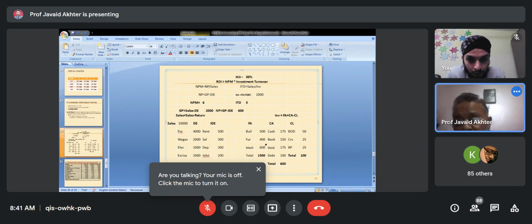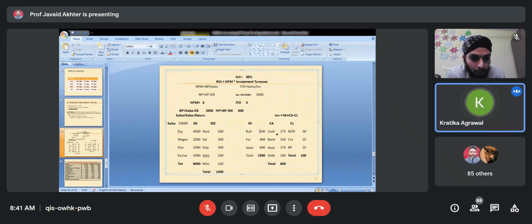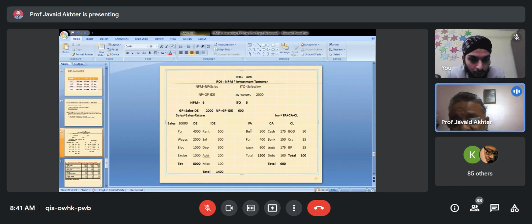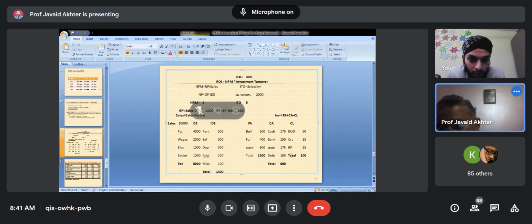When you come to the balance sheet, you have the asset side of the balance sheet: building, furniture, machinery. On the liability side, you have only current liabilities, but long-term liabilities are missing from the balance sheet. Is my observation correct? Yes, sir.